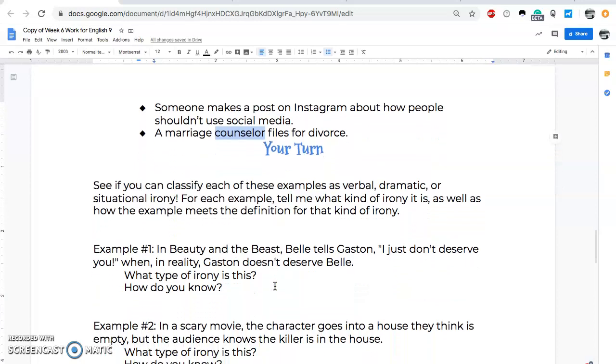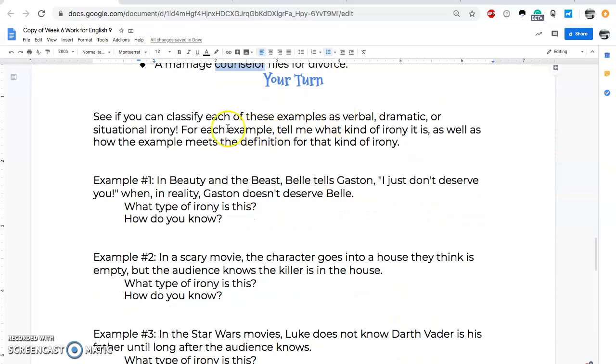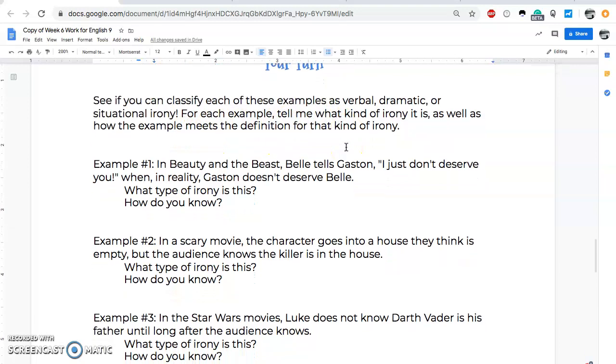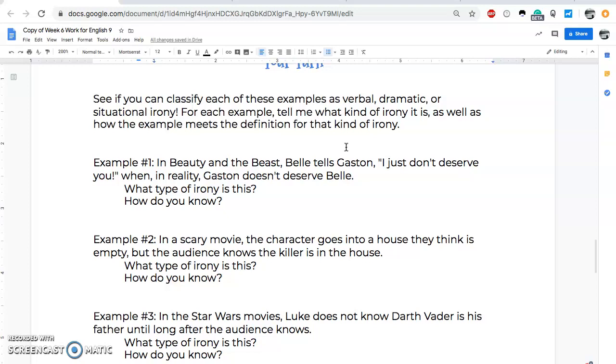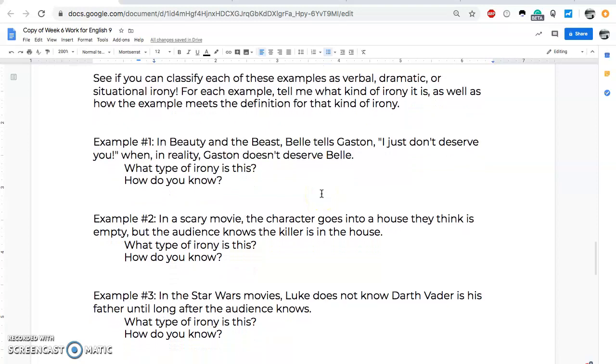See if you can classify each of these examples as verbal, dramatic, or situational. If you can, for each example, tell me what kind of irony it is, as well as how the example meets the definition for that kind of irony. In example 1, in Beauty and the Beast, Belle tells Gaston, I just don't deserve you, when in reality, Gaston doesn't deserve Belle. So that's probably verbal irony.